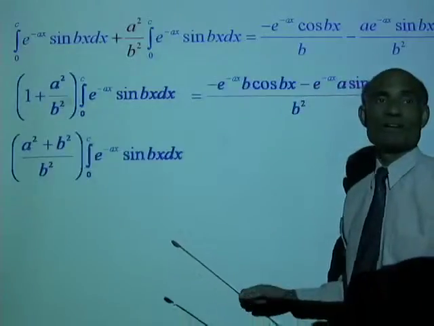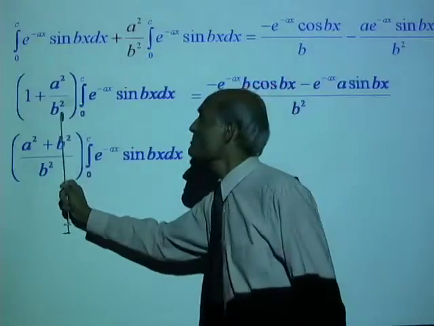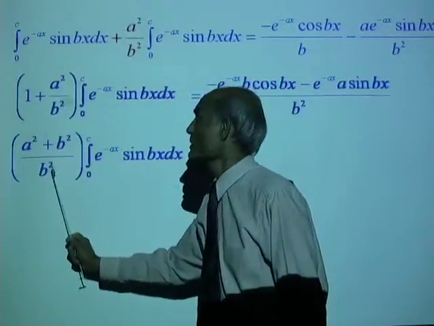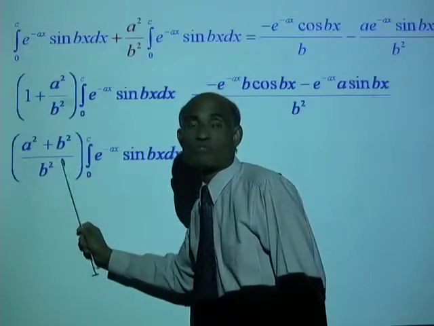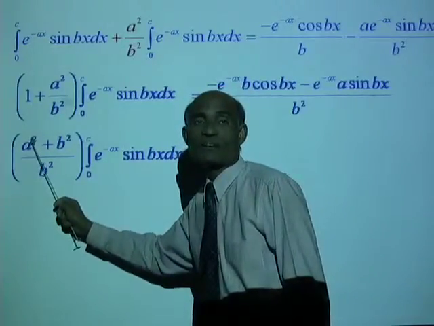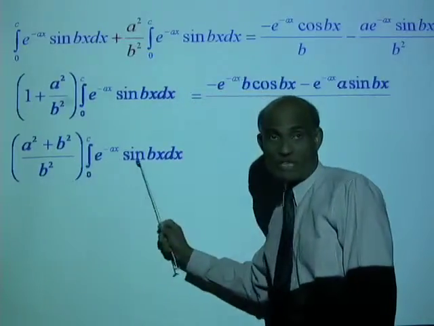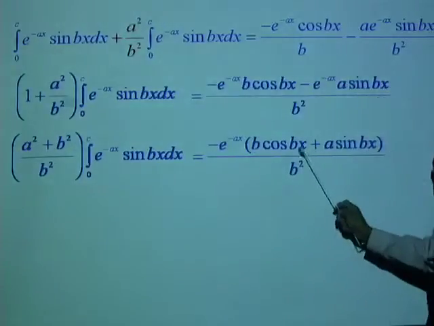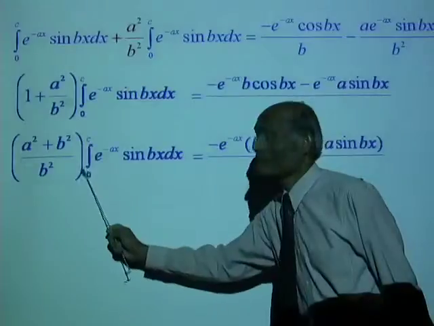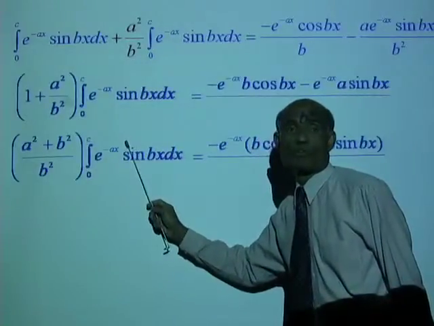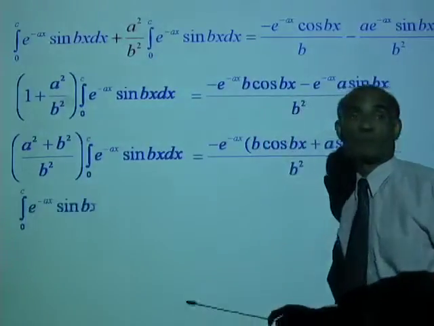Over b squared. So first of all, let's simplify this one more time, because 1 plus a squared over b squared is, again taking b squared as the common denominator, a squared plus b squared over b squared. So the integral remains the same, and the right hand side has not changed. So to get the value of this integral, what do we do now? Well, divide by this quantity.